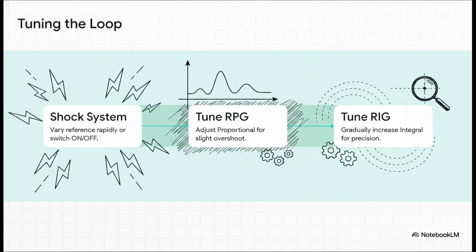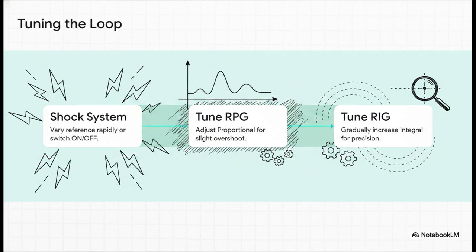Okay, now we tune. You actually want to shock the system a bit by switching the drive on and off, or by rapidly changing the target reference. While you're doing this, you adjust your proportional gain, RPG. Your goal here is a very specific compromise. You're looking for a fast response time, which usually results in a slight overshoot of your target, followed by just 1 or 2 brief oscillations before it perfectly settles.